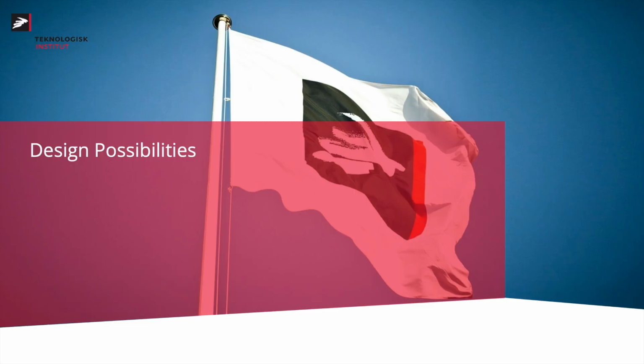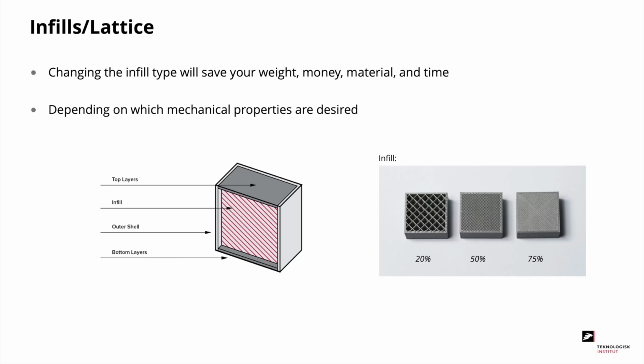Now it's time to look at the different design possibilities for FDM printing. When you print using FDM printing, you use infills or lattice structures. Infills are the material inside the boundary of the part. If you have an infill of 100%, then the part is completely solid. And if you have an infill of 20%, then you will have these hollow cavities within the part.